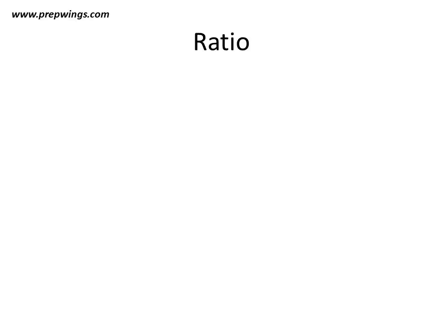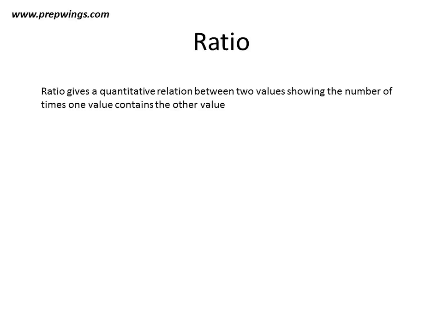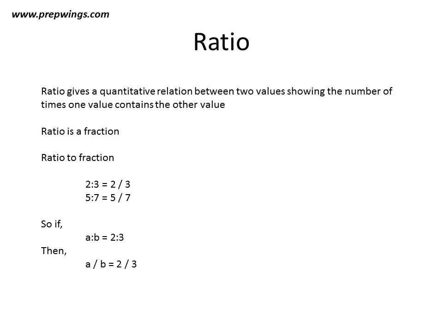Okay, so in this video we'll talk about ratio. Ratio gives a quantitative relationship between two values, showing the number of times one value contains the other value. Basically, ratio is nothing but a fraction. So over here, we see conversion of ratio to fraction. A ratio of 2:3 is equal to 2 by 3. Similarly, a ratio of 5:7 is equal to 5 upon 7. Okay, guys. So if A is to B is equal to 2:3, then A upon B is equal to 2 upon 3.